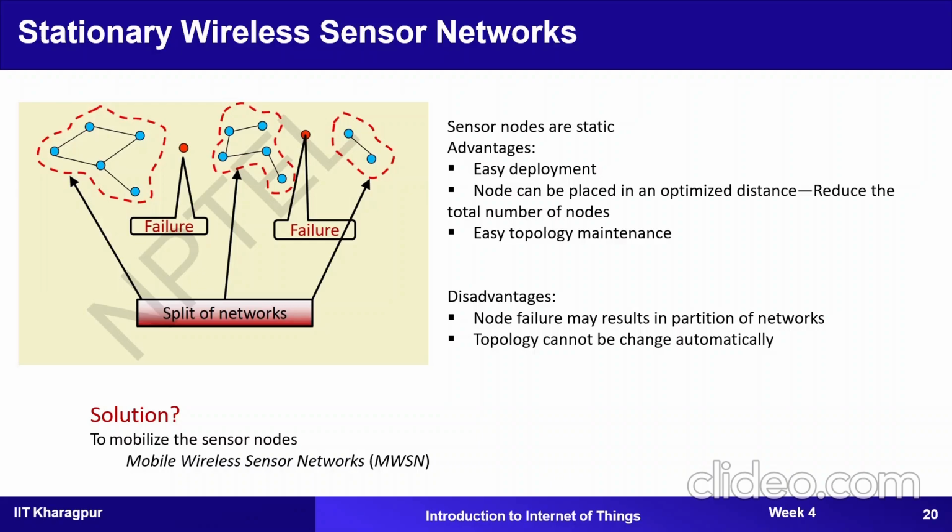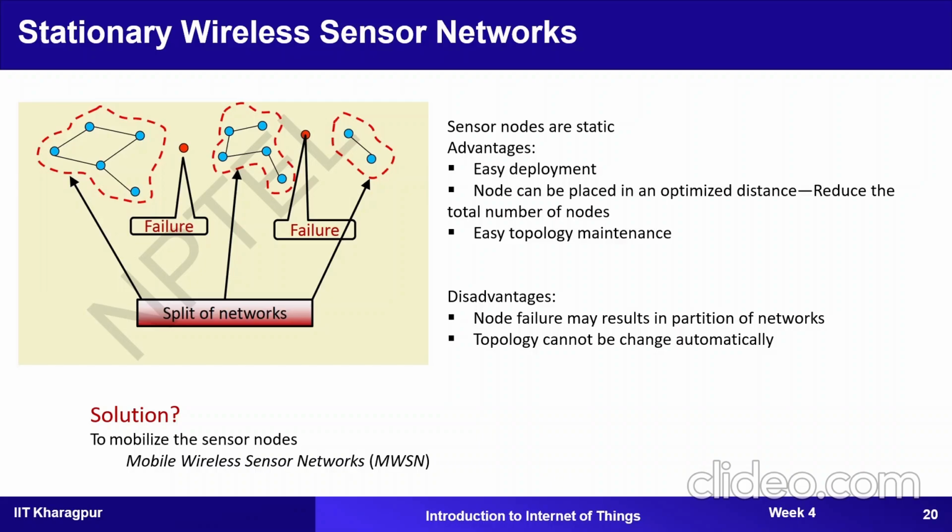If we are using mobile sensor nodes, then some sensor nodes will move from here and cover this area and this area. So to resolve the problem created by static sensors, we need some mobile sensors. First of all, the advantages of static sensors: they are very easy to deploy, nodes can be placed at an optimized distance, which reduces the number of nodes, and it is very easy to maintain their topologies.